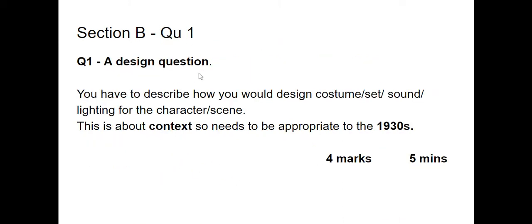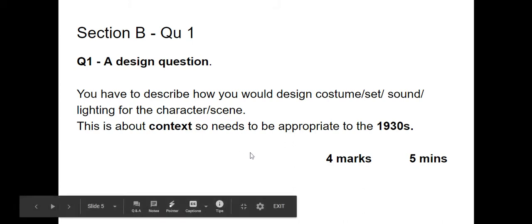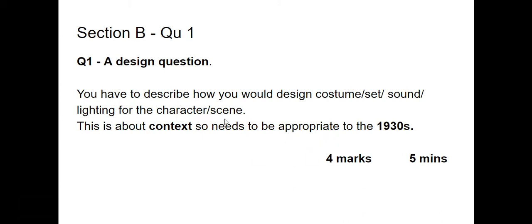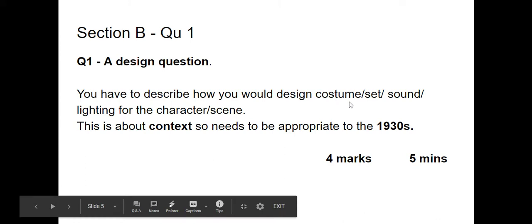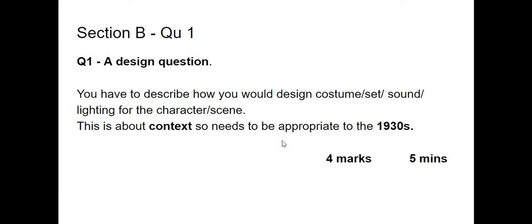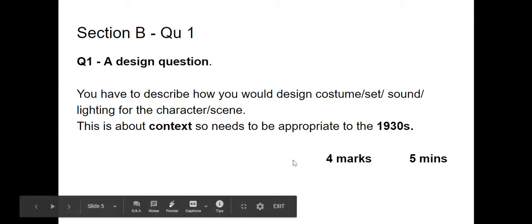Question 1 is always a design question. You have to describe how you would either design costume, set, sound or lighting for the character or the scene in the extract. Because we have covered a little bit of sound, but costume and set for that, then that would be what you prepare for the mock. Please don't worry about lighting. I will cover that at a later stage in preparation for the summer.